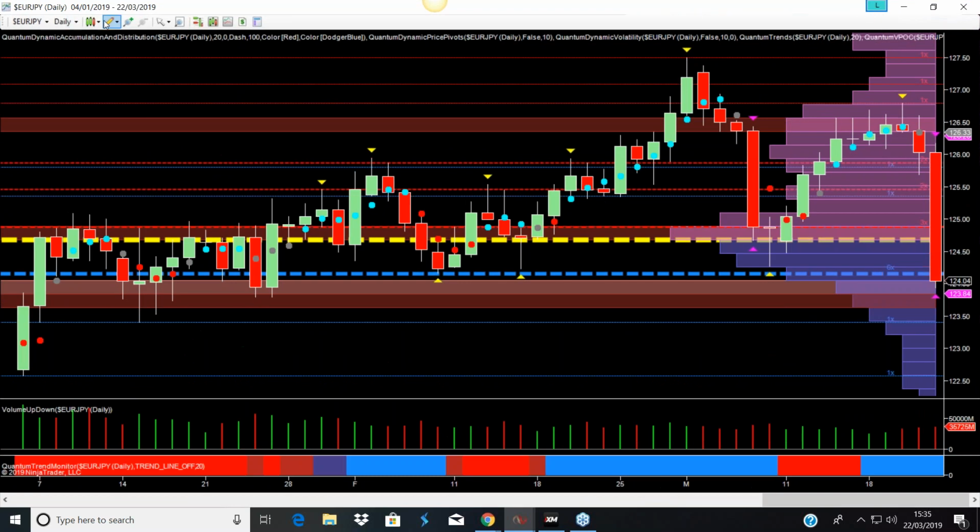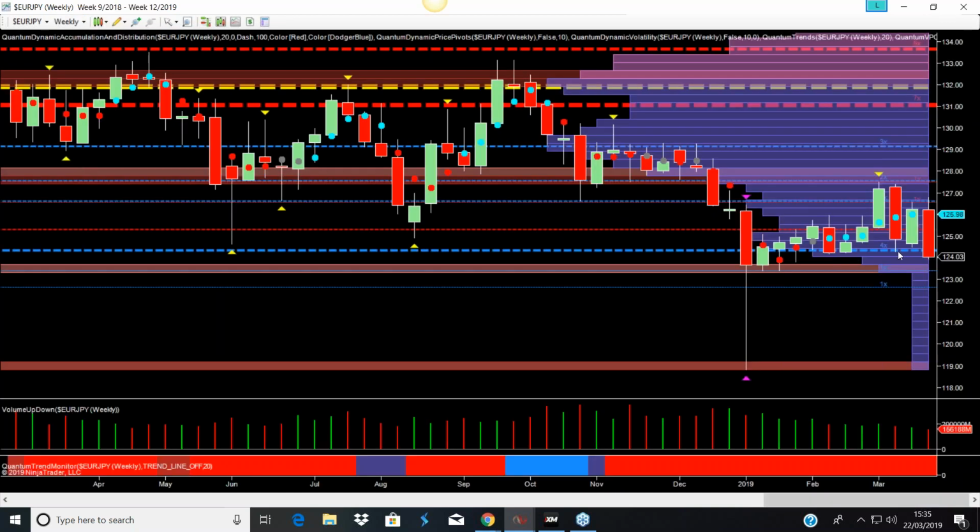We go out to the daily, which has had this huge move. It's also approaching a low volume node. If it gets to, I don't know, 123.50 and beyond, then the move through there is going to be pretty quick. Let's go to the weekly, because we are at the end of the week. Where are we here? Well, we've gone through this support here. I think that's about 124.50. That was the 124.50 level.